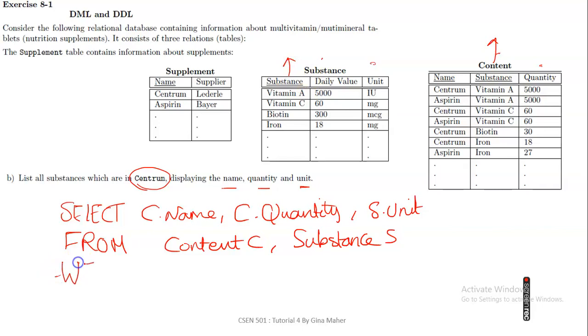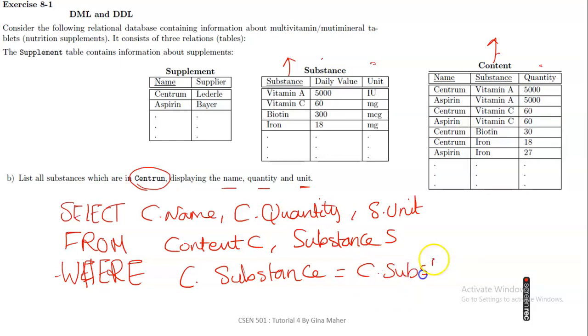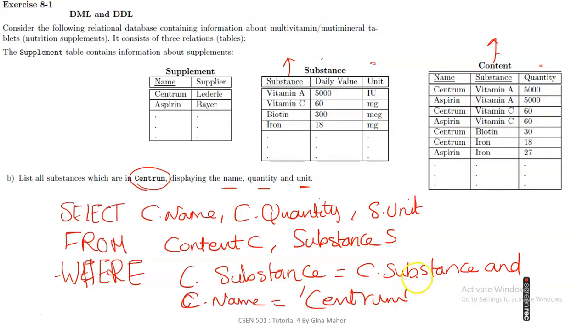So we are going to say where C dot substance equals S dot substance, and we want those rows whose name are centrum only, so we can write and C dot name equal centrum. Okay.